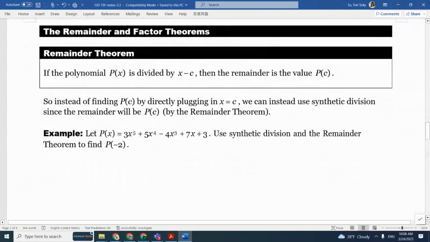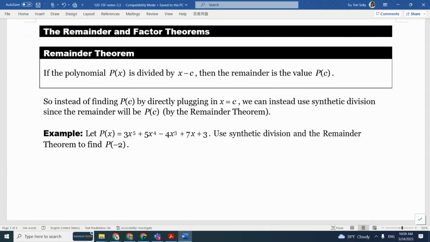All right. Next one, the remainder theorem and the factor theorem. Remainder theorem. If the polynomial p of x is divided by x minus c, then the remainder is the value p of c. Okay. Why is that?